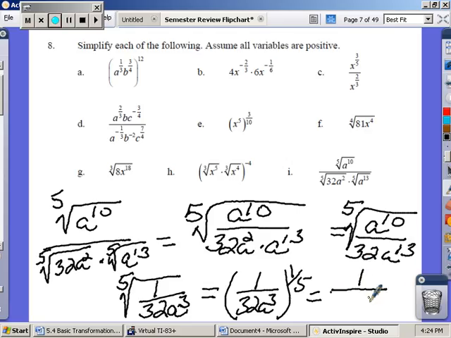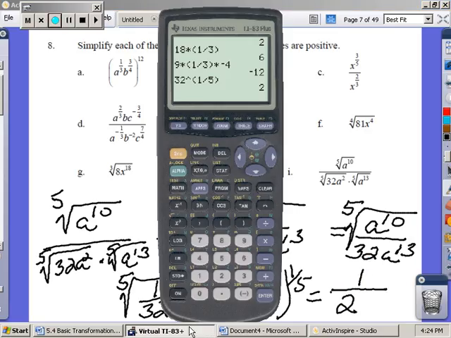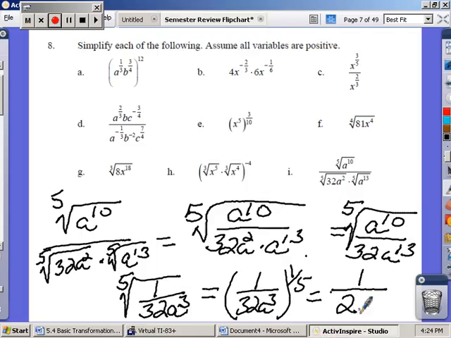1 over 2 must multiply 3 times parentheses 1 divided by 5 parentheses. Enter, you get 0.6. Math, enter, enter, and you get 3/5. So a is raised to the 3/5. 1 over 2a to the 3/5.